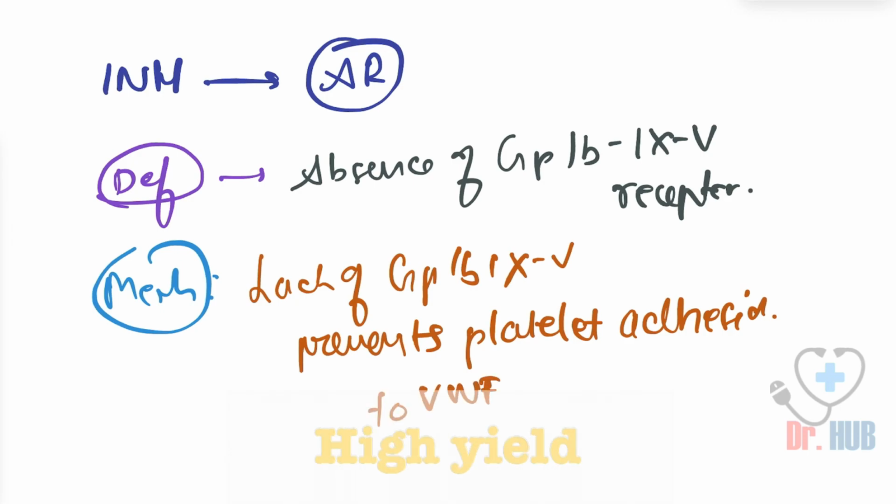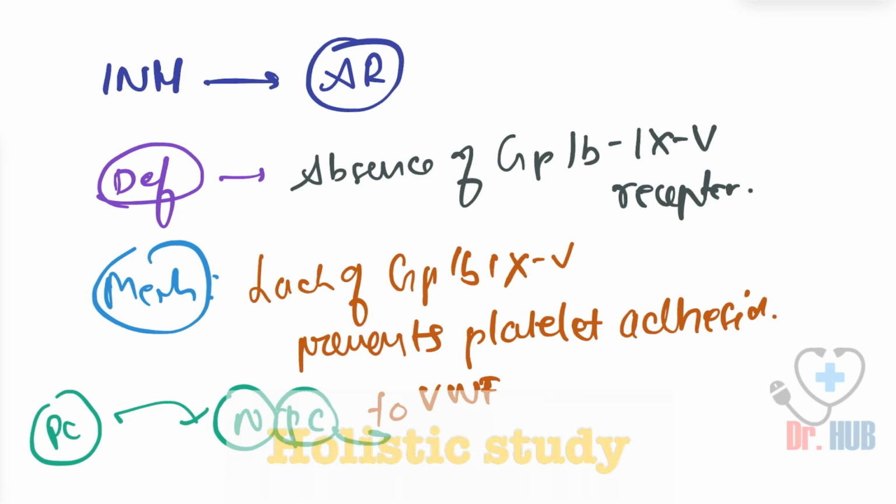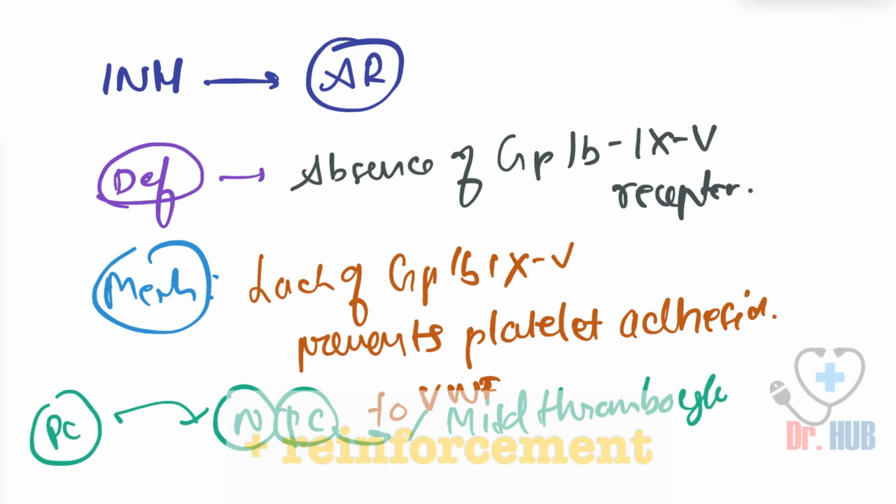Now when we look at the platelet count, what is the platelet count in this case? There is a normal platelet count, and if you see, there is a mild thrombocytopenia.